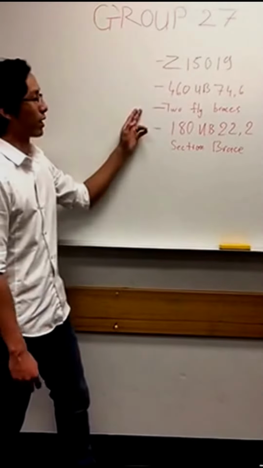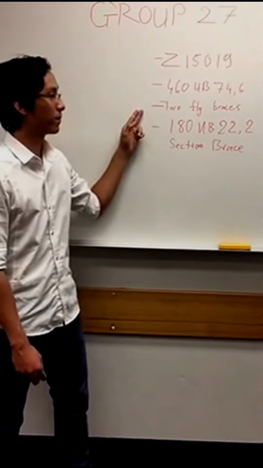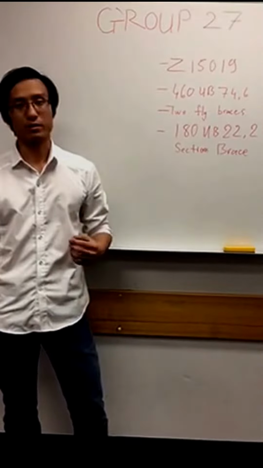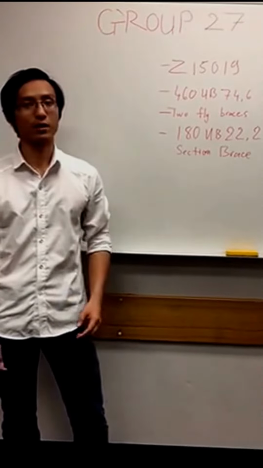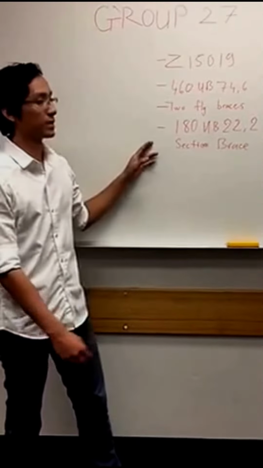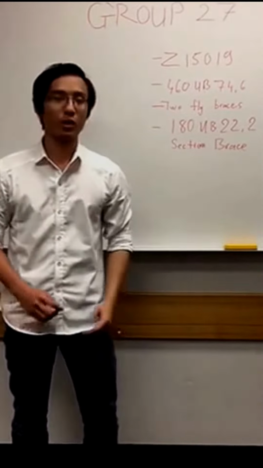But moreover, we have to put two more fly braces on the rafter so it can make the structure safe under the wind upward. For bracing, consider the wind load.